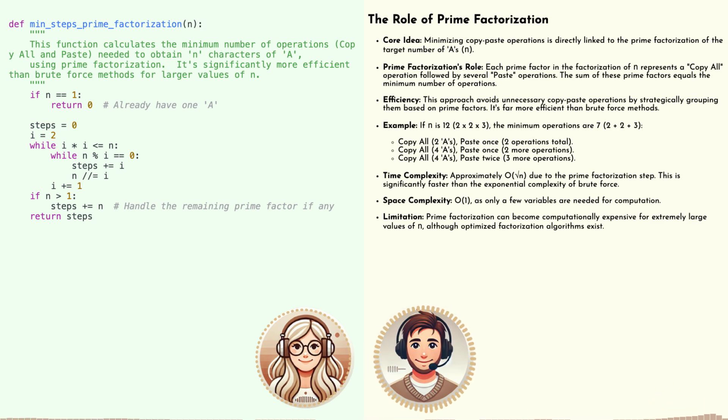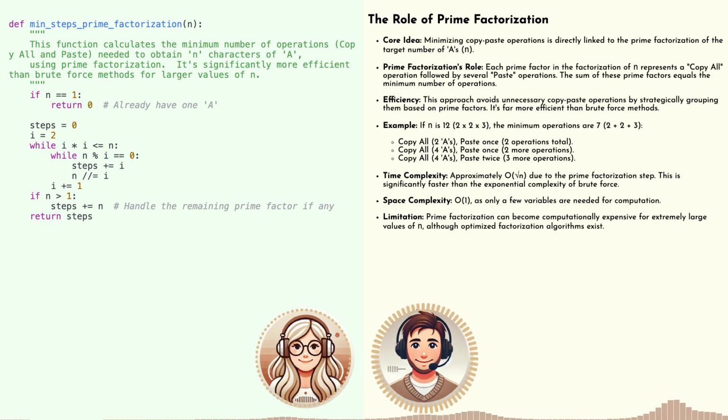Okay, I'm starting to see where this is going. So if we figure out the prime factors of our target number n, we can use that to guide our copy-paste strategy. Exactly. Each prime factor represents doing a copy all and then a bunch of pastes in a row. Let's take an example. Say our target n is 12. We find its prime factors, which are 2 times 2 times 3.